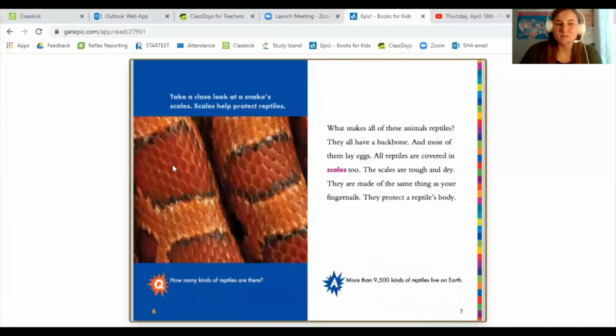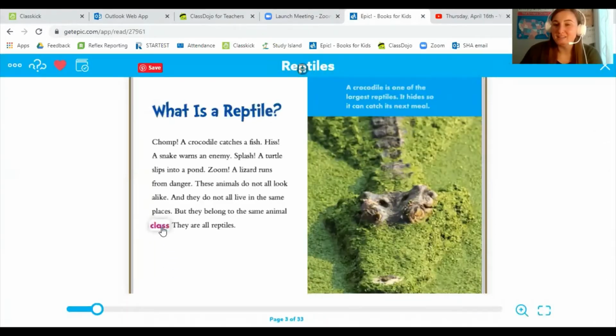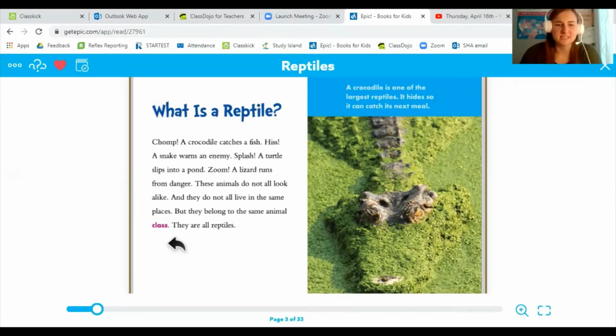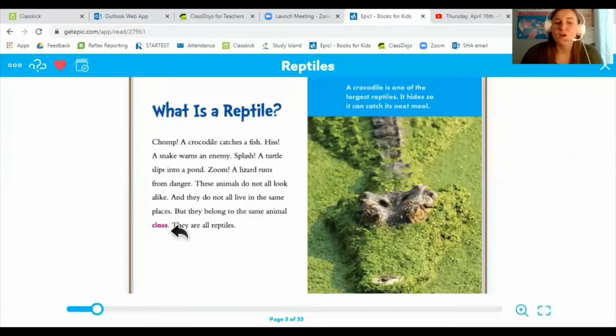In this book, all of the important vocabulary words are highlighted in purple. That's a very common feature of nonfiction books, that the vocabulary words are highlighted. So we are going to read the sentence, but they belong in the same animal class. They are all reptiles. So by using my context clues, I can tell they all belong to the same animal class. I can tell that the word class might mean the same. They are all reptiles. That means they're all in the same group.